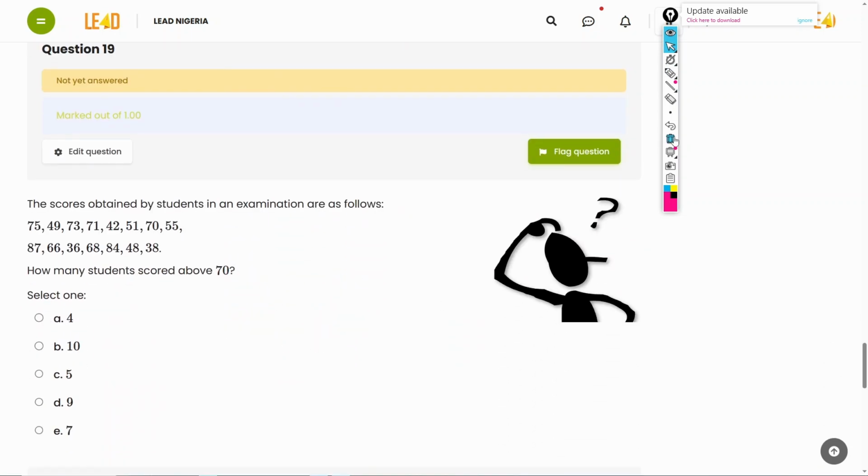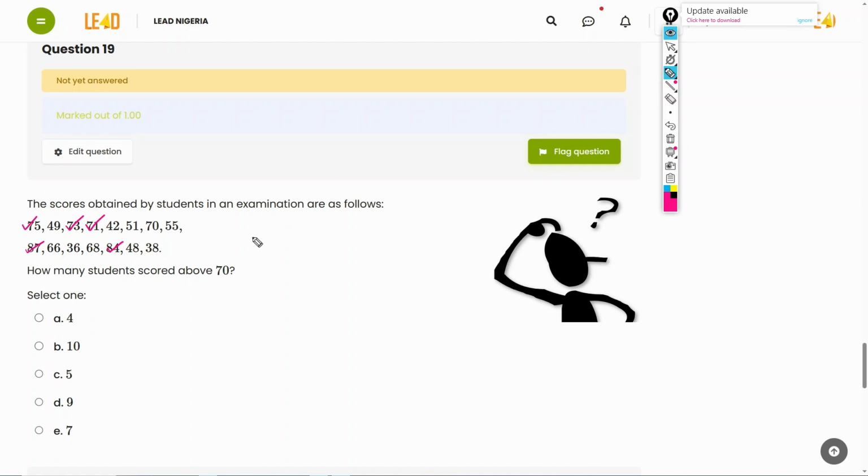19. The scores obtained by students in an examination are as follows. How many students scored above 70? Okay, so let's just count. This is as easy as it gets, right? How many? Let's just count. So this scored 1, 2, 3, 4, 5. So 5 students scored above 70.